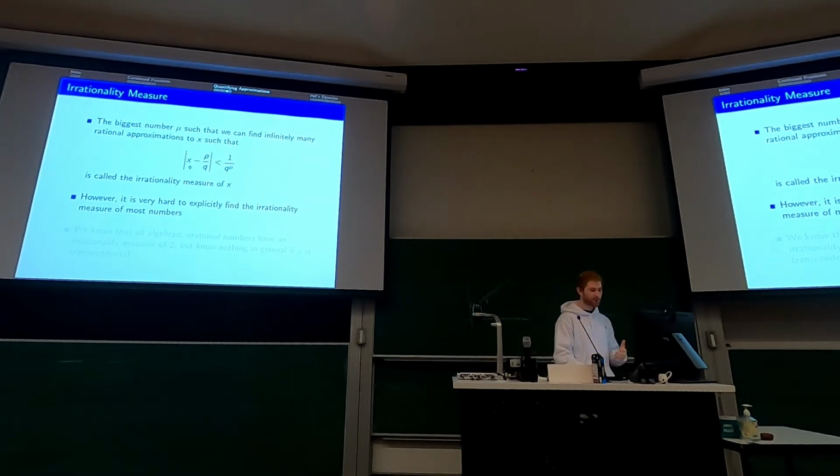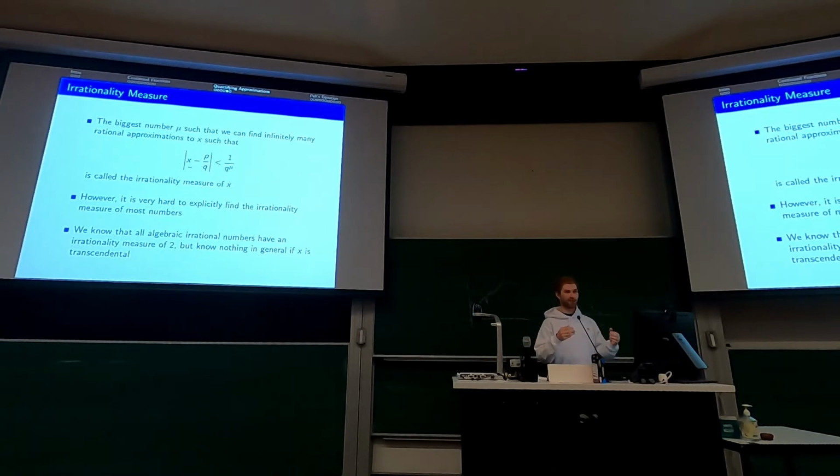There are some results we know, so we know that all algebraic irrational numbers, in other words, if you are an irrational number that is the root of a polynomial, we know that the rationality measure is 2, but for transcendental numbers like pi, we don't know anything in general.